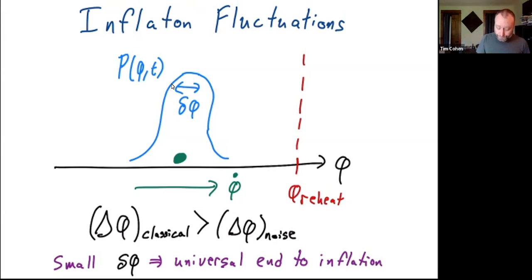The standard story is we're in a regime where the classical evolution dominates this quantum noise. That's typically the setting for slow roll inflation. The field just evolves as a function of time. It goes down this potential, and then it hits some point where something dramatic happens, and that's reheating. All of the energy density that was stored in the inflaton potential is converted into some thermal bath.